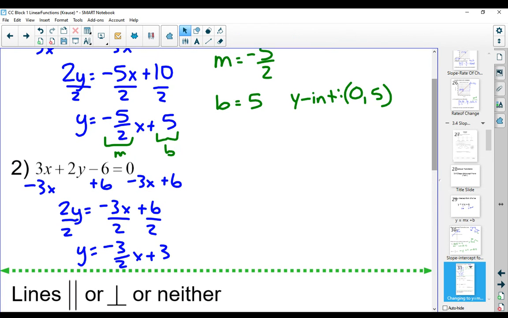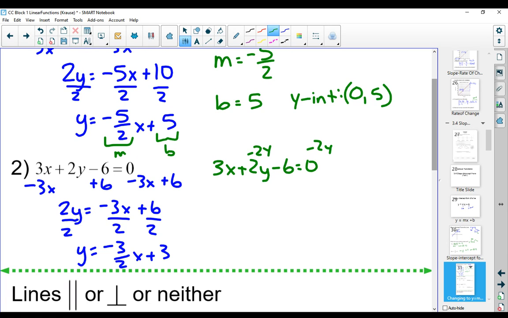Now again, the other way that you could have done it, we have 3x plus 2y minus 6 equals 0. You could say the easier thing to do is just move the 2y, which you can do. So 3x minus 6 equals negative 2y. And then you have to remember to divide by a negative 2.